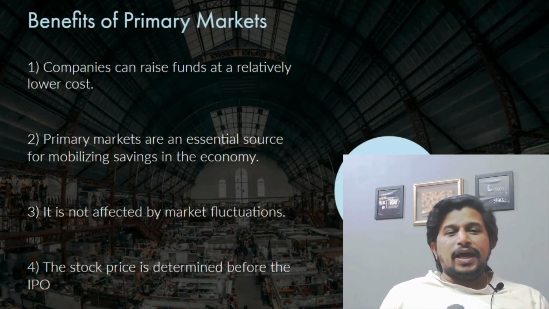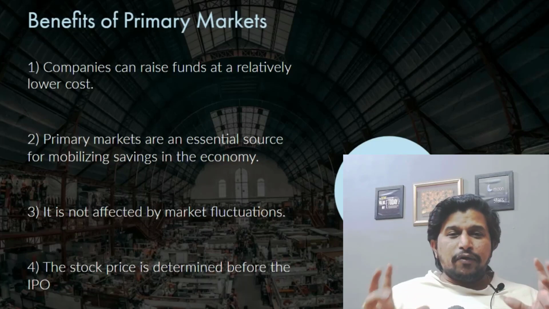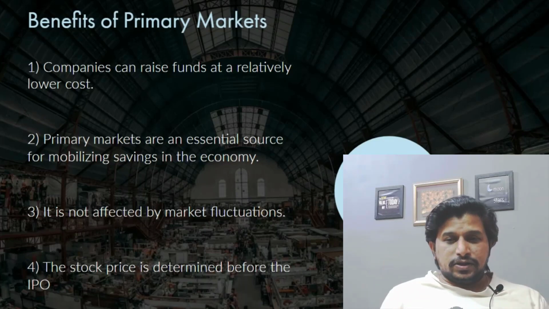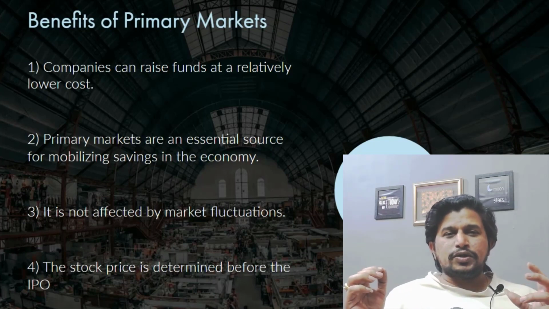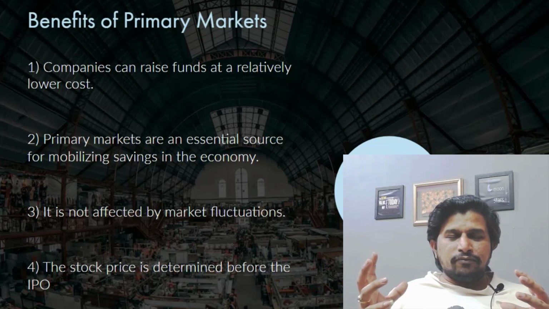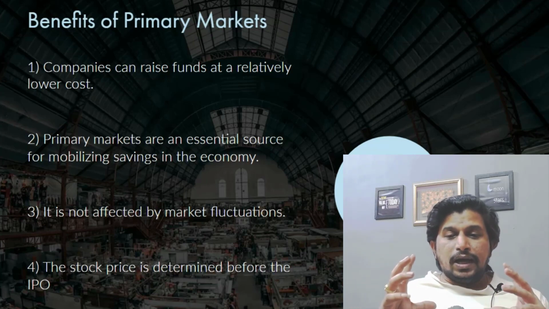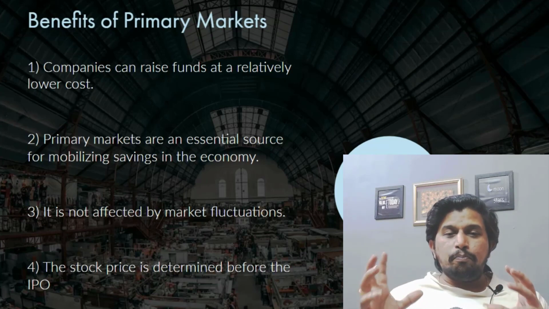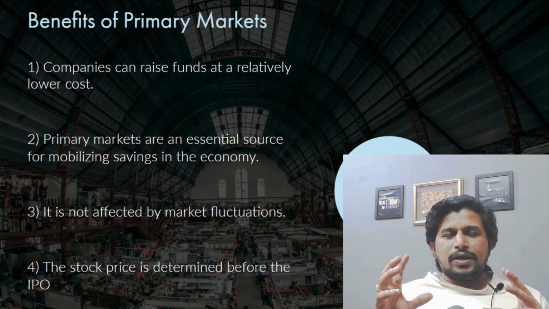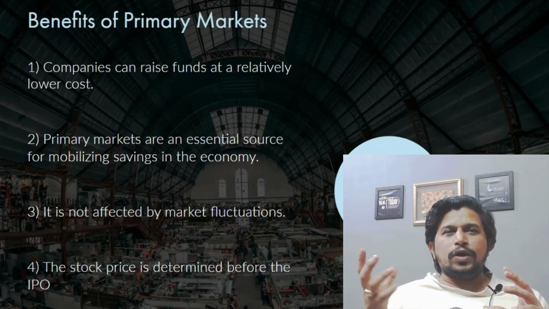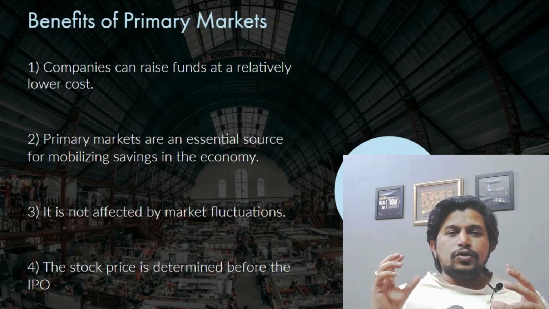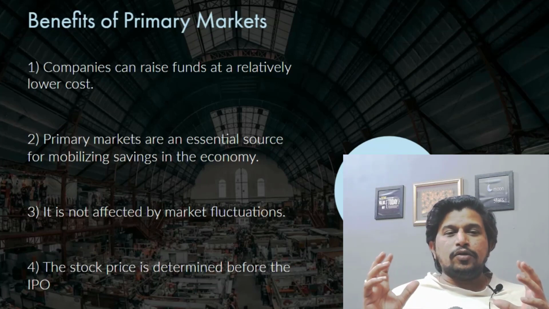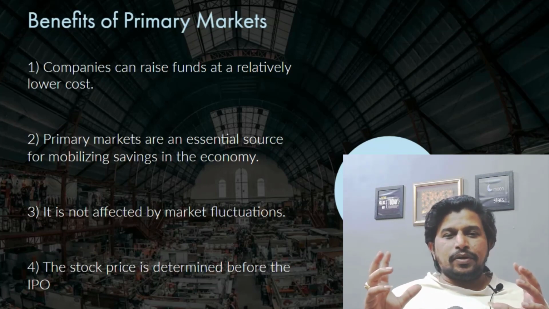Benefits of primary markets: companies can raise funds at a relatively lower cost. Yes, of course, compared to angel investors, because angel investors look for a great exit and want bigger payouts. However, primary market investors also want profits, but they don't have a certain set percentage they are looking for. So the primary market is the easiest and lowest cost way to raise capital for the company.